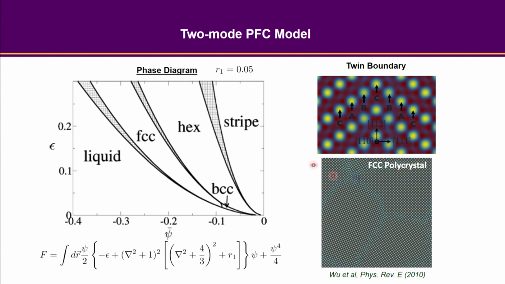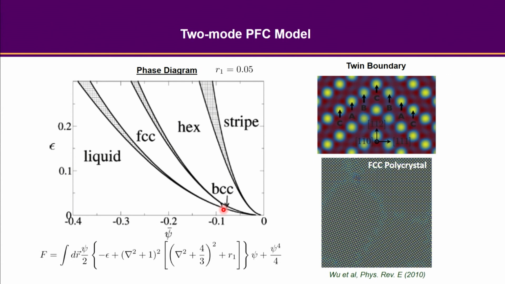So here is the phase diagram that you can construct by setting R1 equal to 0.05, and you can do the same thing for different values of epsilon to find the coexistence density. Now you indeed have a wide range for this liquid-FCC coexistence curve, and also you could have BCC if the psi bar is small. So even in this region, you can have a BCC-FCC coexistence.